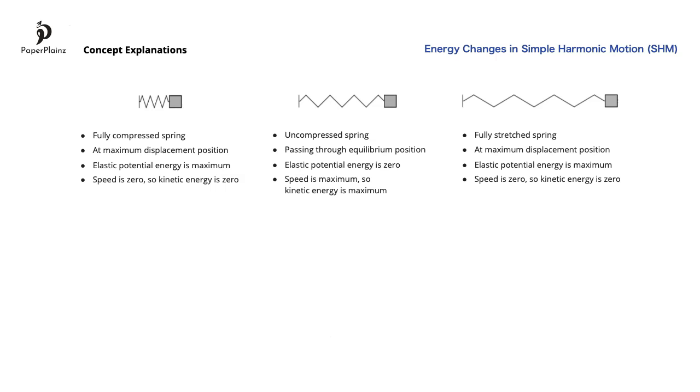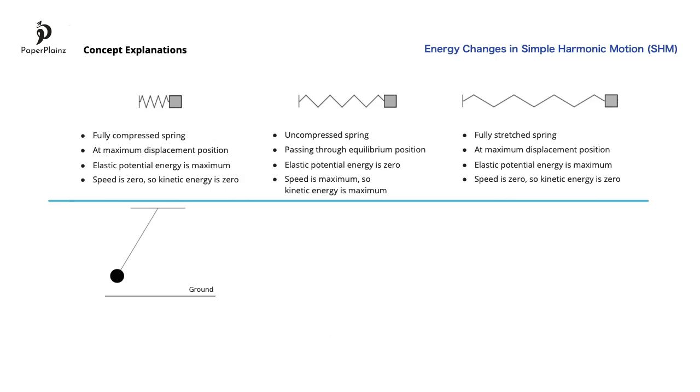Let's look at energy changes for a simple pendulum. Let's displace our pendulum all the way to the left, release it and let it pass through the equilibrium position, and then allow it to swing all the way to the right. When the pendulum is all the way to the left at its maximum displacement position, it is at the highest possible point above the ground during its motion.